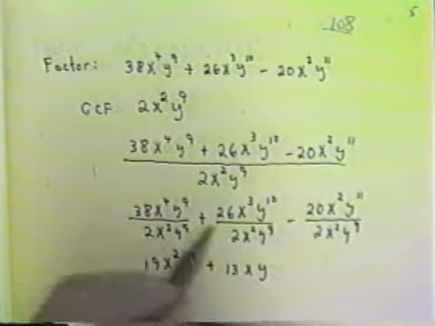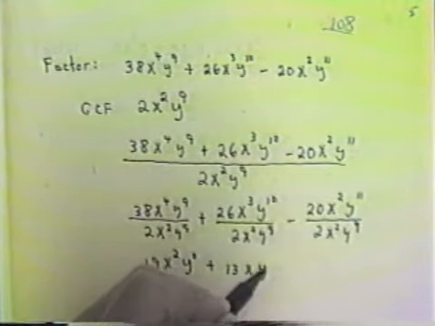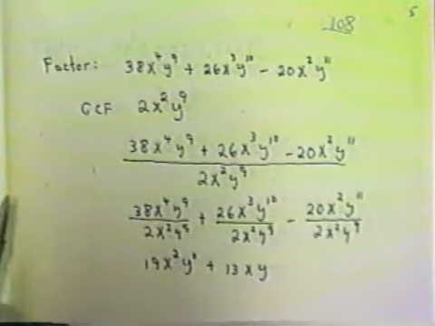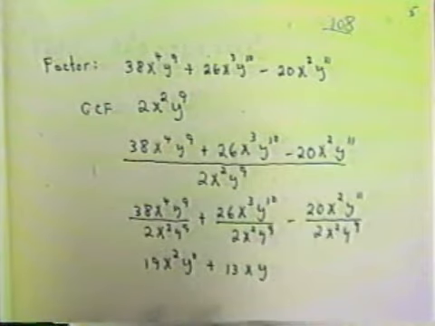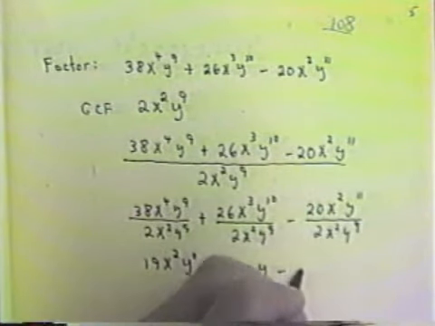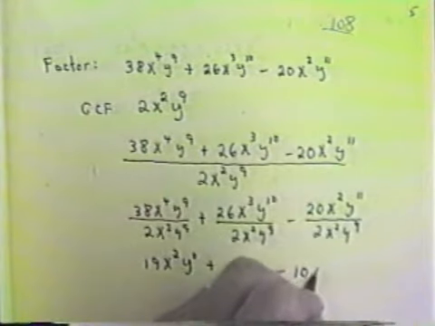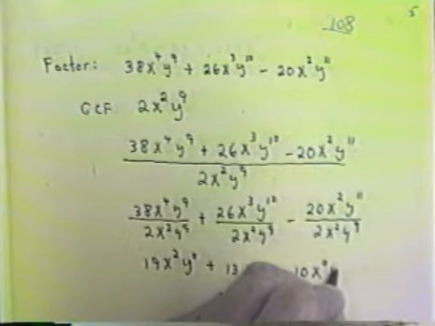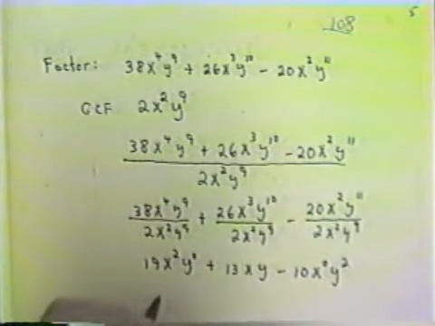2 into 26 is 13. X cubed divided by x squared is x. Y to the 10th divided by y to the 9th is y. Remember, keep the base, subtract the exponents. 3 subtract 2 is 1. 10 subtract 9 is 1. Minus 10. 20 divided by 2 is 10. X to the 0. Y. 11 subtract 9 is 2.